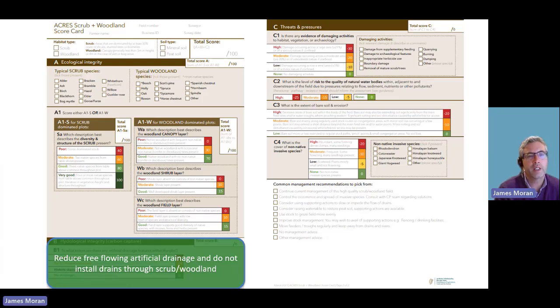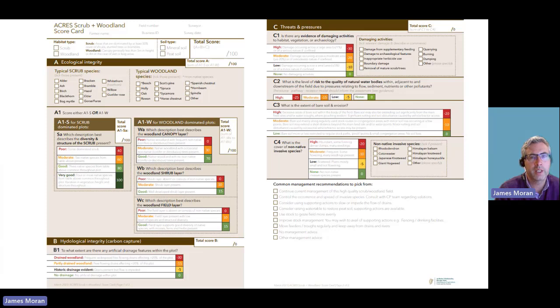In terms of managing the hydrology, the main issue here is to reduce free-flowing artificial drainage and not install drains through scrub or woodland. So the points are gained through Section A, ecological integrity, but points can easily be lost if any of these damaging activities in Section B, or interference with the natural hydrological regime within a woodland or bordering a woodland in terms of associated water bodies, are evident at a site.